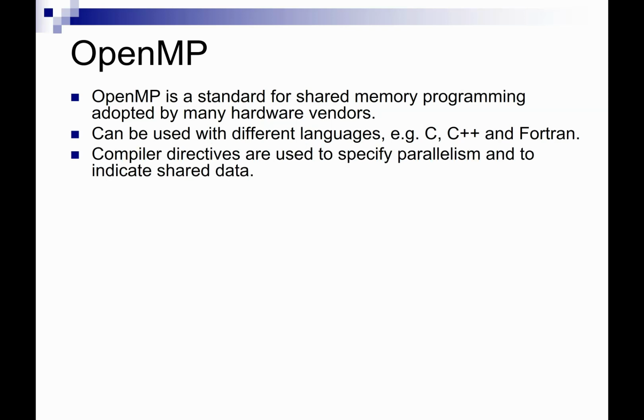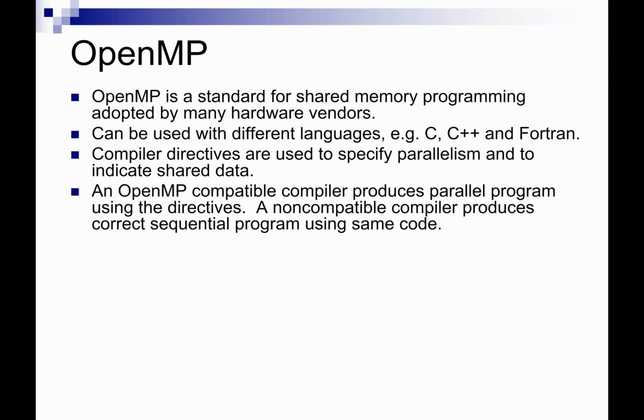So OpenMP is based on these things called compiler directives. Let's say that you use OpenMP with C. Then you just write a normal C program, and then you add these little extra keywords or little annotations. And these annotations tell the program how to do the parallelism.